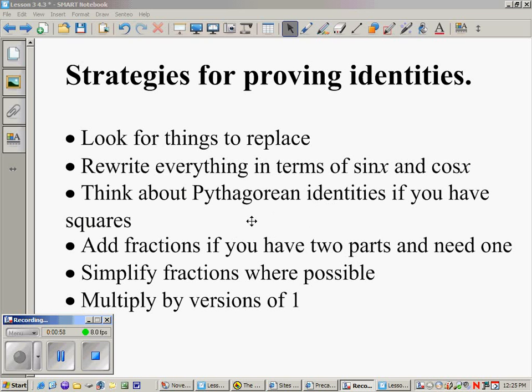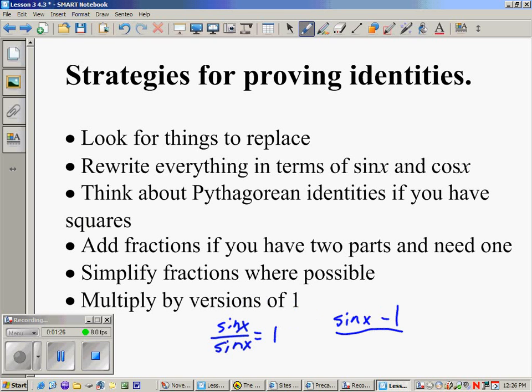Now we want to add fractions if you have two parts and only need one. We'll want to simplify fractions whenever possible and multiply it by versions of 1. Now multiply by versions of 1 means that sometimes we'll need to multiply it by sine over sine, say if we're trying to find a common denominator, because sine over sine equals 1. Another version of 1 that we might have to multiply by is sine x minus 1 over sine x minus 1. Again, this is also 1. We'll get more into that later on.